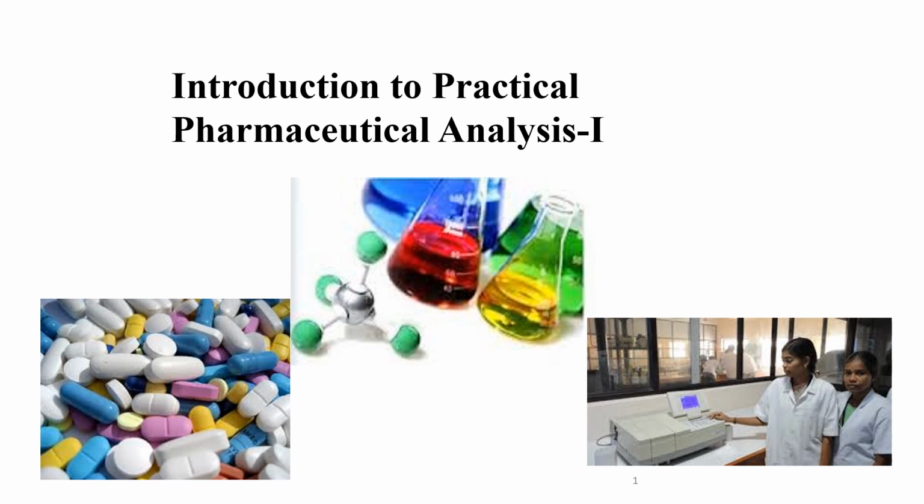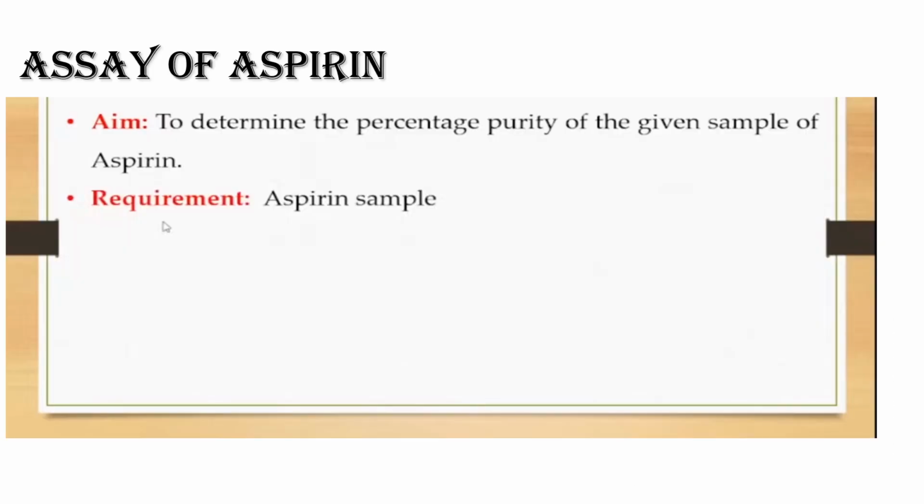Now we are on the second practical session of Pharmaceutical Analysis One. So the second experiment is mainly focused on the assay of aspirin. Do you know what assay is? It is the estimation of the active ingredient of any pharmaceutical product.